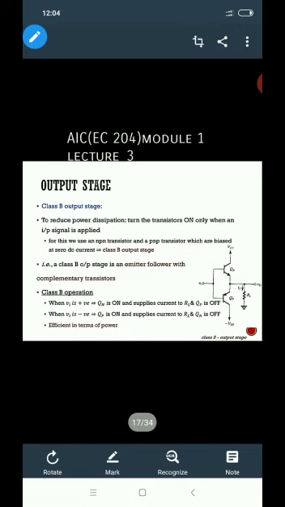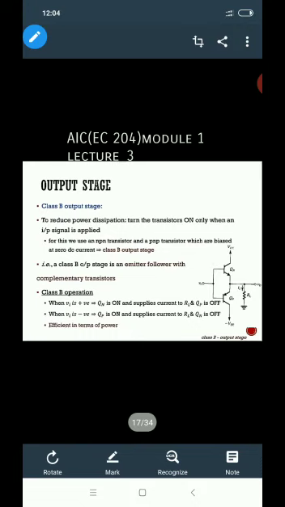is applied. For this we use an NPN transistor and a PNP transistor which are biased at 0 DC current. So class B output stage is here. That is, the class B output stage is an emitter follower with complementary transistors.